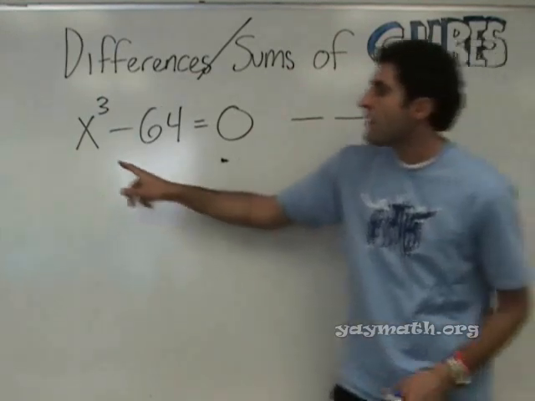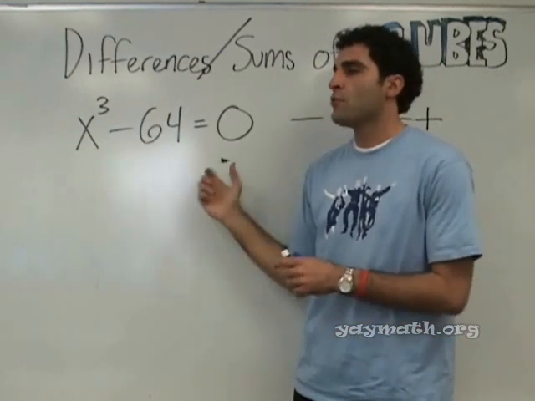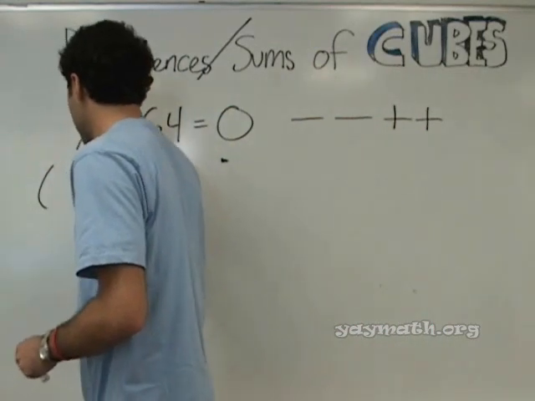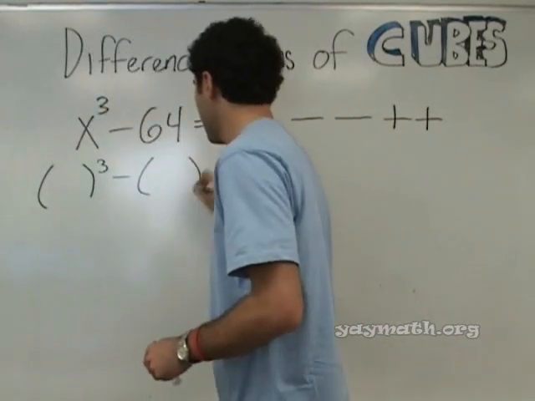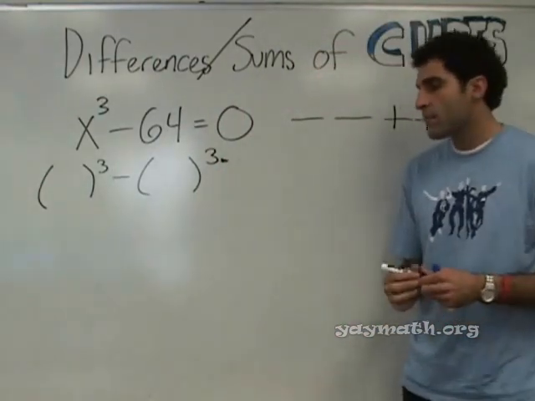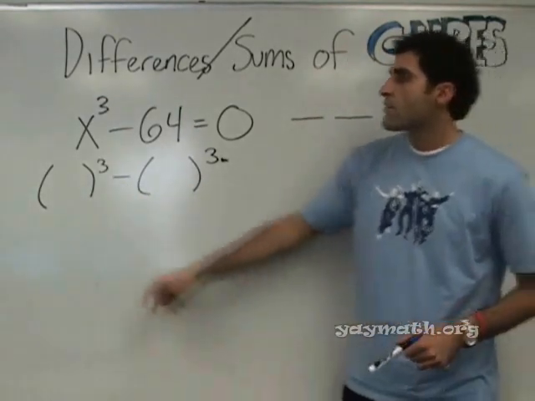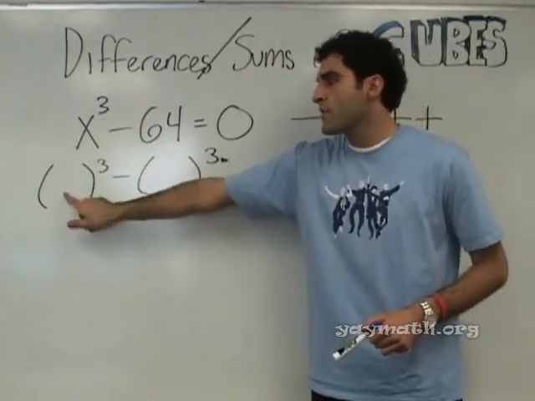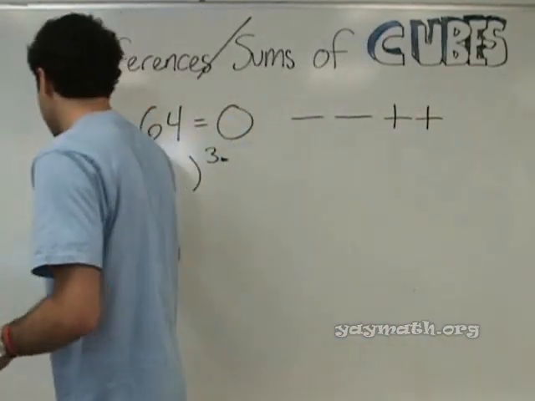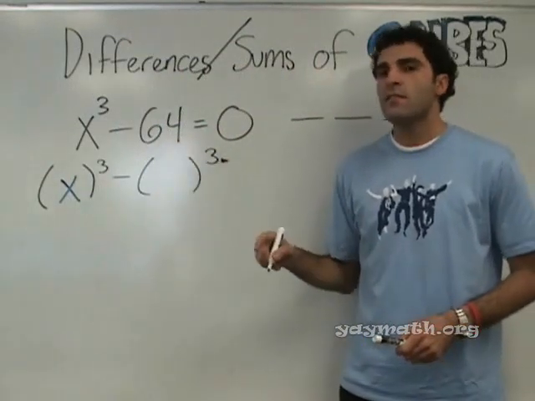So the next step is to rewrite this as a difference of 2 cubes. So I'm going to write it like this now. Cubed. Cubed. This one's pretty straightforward. What goes in here to result in x cubed? X. And what goes in here to make 64? 4.